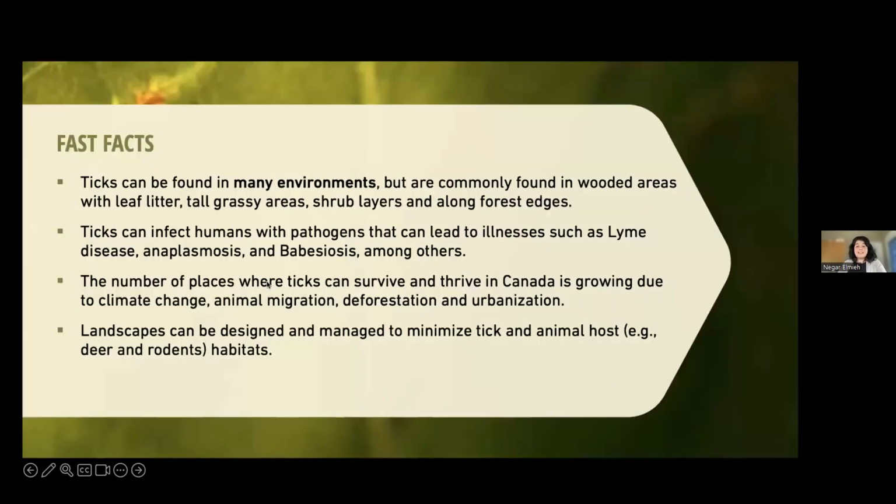So to end, I'm going to end with the fast facts as a summary. So ticks can be found in many environments across Canada. Ticks can infect humans with pathogens that can lead to illness. The number of places where ticks can survive and thrive in Canada is growing. And this is due to a combination of climate change, animal migration, deforestation, and urbanization through land use changes. And lastly, and most importantly, landscapes can be designed and managed to minimize tick and animal hosts and habitats.